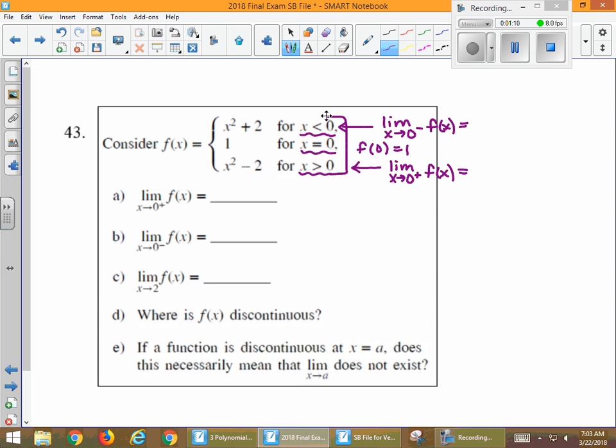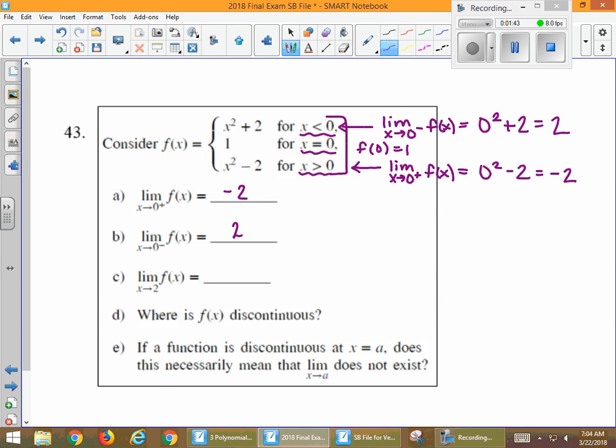Let's do part A, the limit as x approaches 0 from the right. That means we're going to put 0 in for our x. So this would be 0 squared minus 2, which is negative 2. So part A is equal to negative 2. For part B, we're going to do x squared plus 2. So put in our 0 squared plus 2. So our function is positive 2 there.